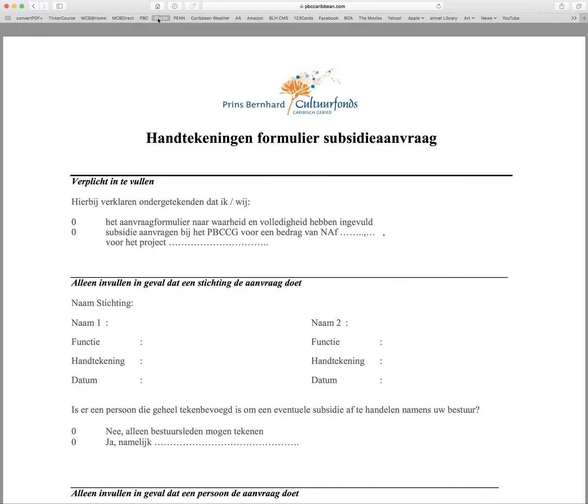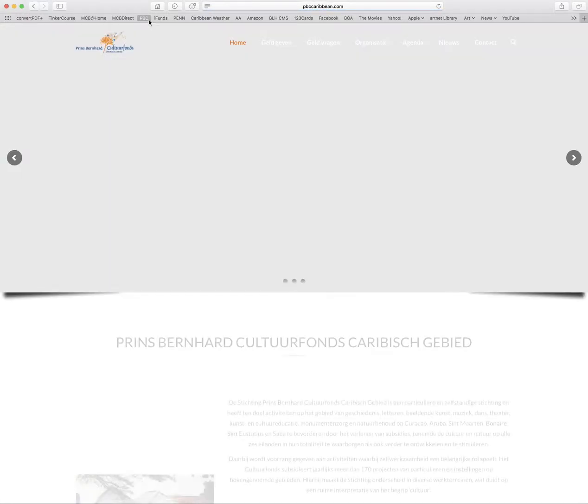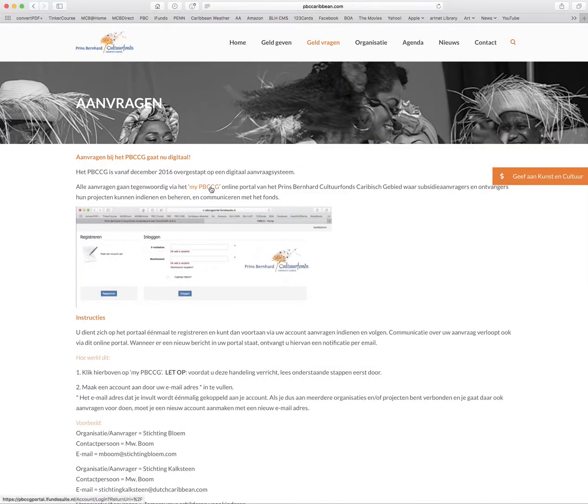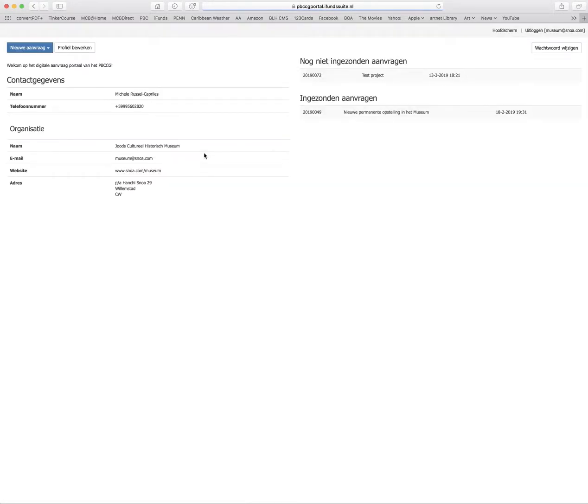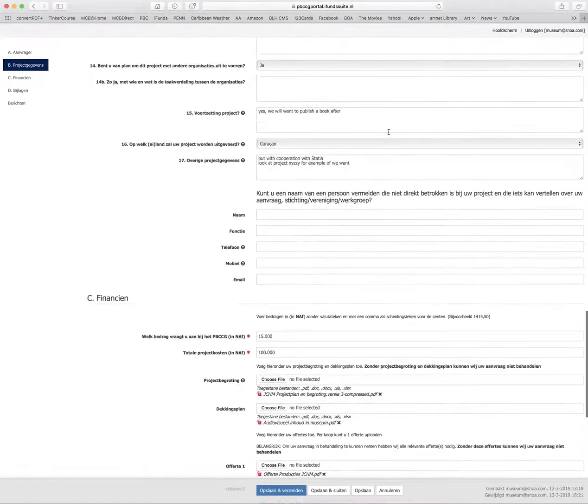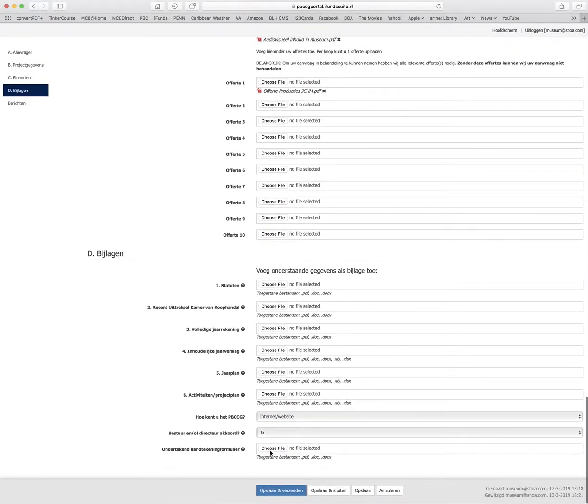So I'm ready to go back to my form. I'm going to go back into my PBCCG. I'm going to upload that as well. Remember, we still have everything in here. I'm going to upload that last thing. Once I have that, I'm going to say opslaan and verzenden. And then you can consider that your information is in there.